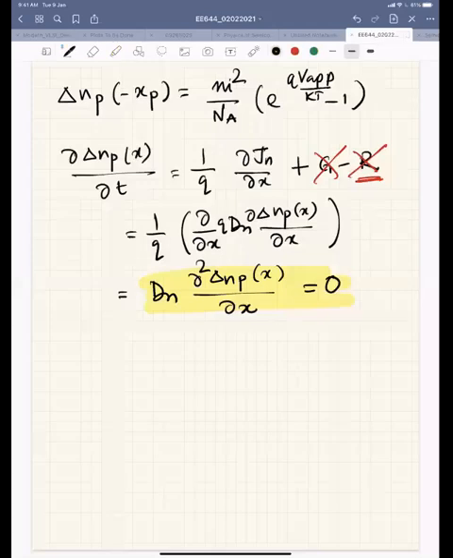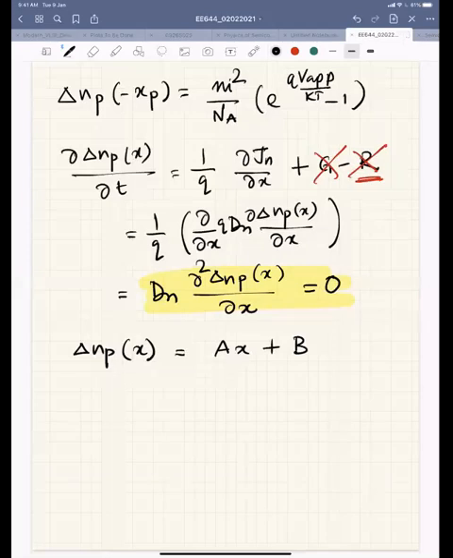In the earlier case, I was solving this equation with delta np(x) by tau n. But here there is no recombination happening, so I could remove this. So this equation I have to solve. If I solve it, delta np(x) will be some constant, let's say ax plus b, because del square np(x) by del x square equals 0. So the solution is ax plus b.